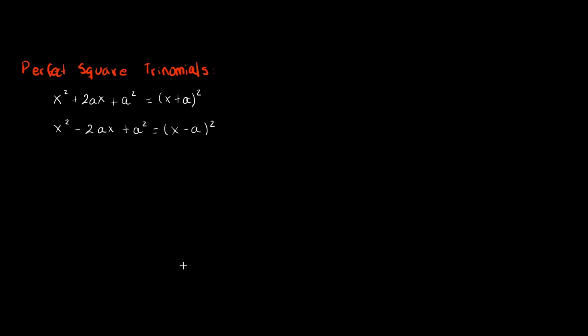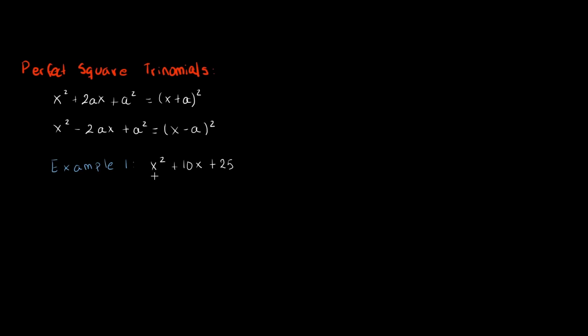If the first and last terms are perfect squares, check this. Is the middle term double the product? If yes, it's a perfect square. Let's see the first example.